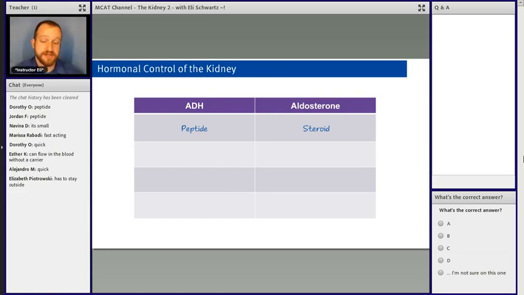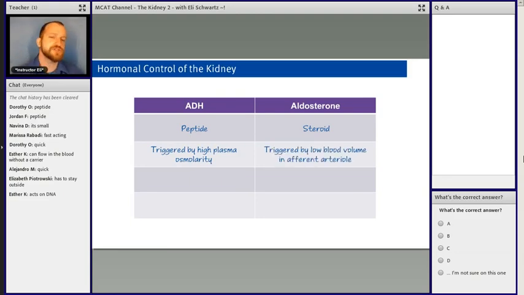Now, aldosterone, on the other hand, is a steroid hormone. It has a slower onset and longer duration, could be a duration for the vast majority of someone's life, depending on what the triggers are that are actually creating aldosterone release. As far as triggers, ADH is triggered by a high plasma osmolarity, but aldosterone is triggered by a low blood volume. Remember, these two do the same sort of net action on the body, but they are absolutely different, and the MCAT loves to try and trip you up by confusing one for the other. So high plasma osmolarity versus low blood volume.